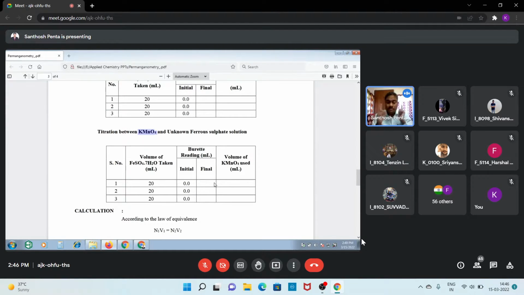Please remember that you are supposed to get the concordant reading. Concordant reading means the consecutive readings should be the same. The next immediate reading should be the same.